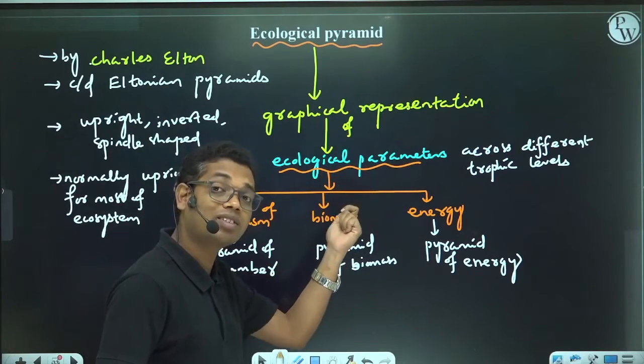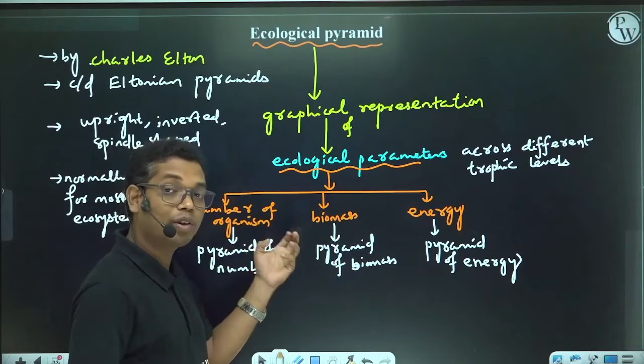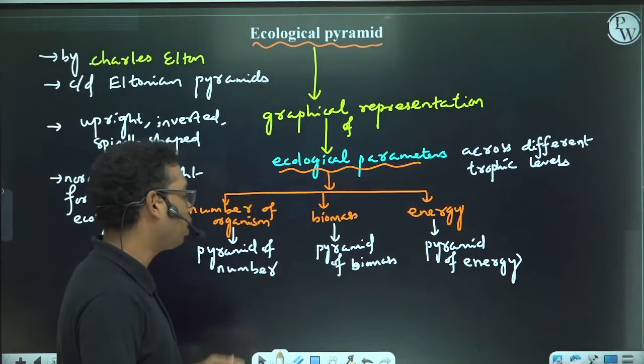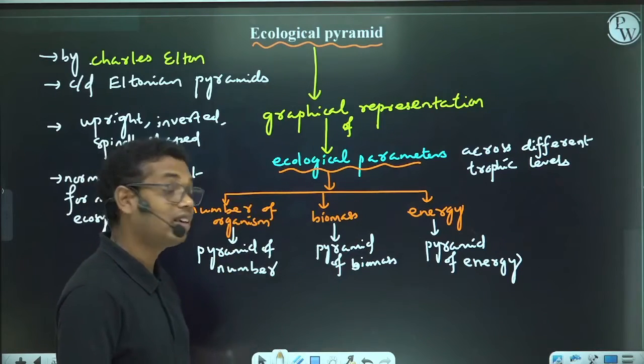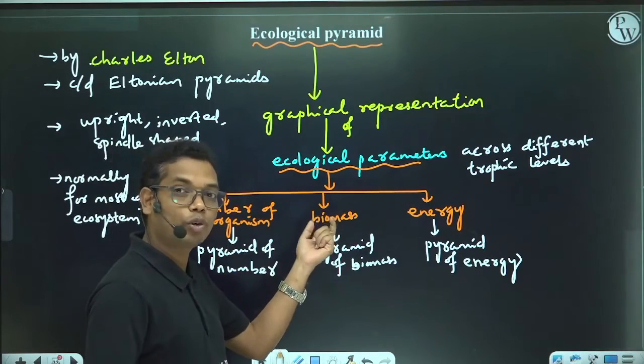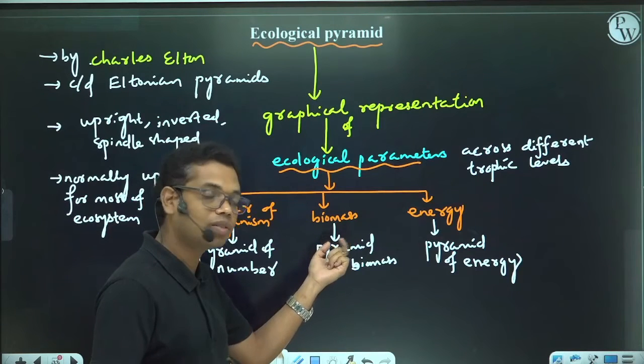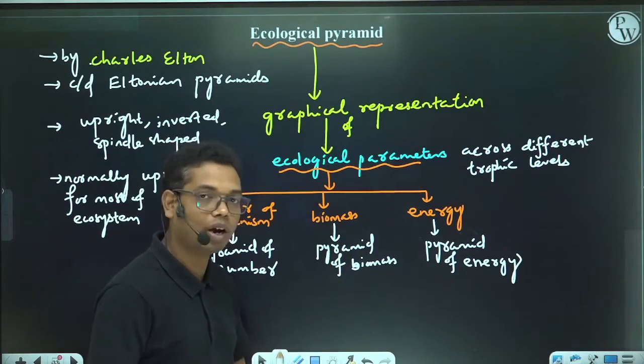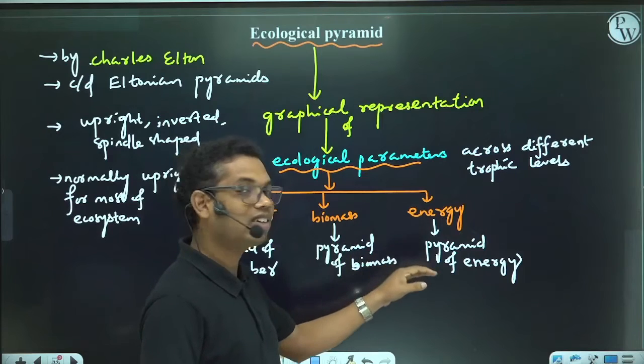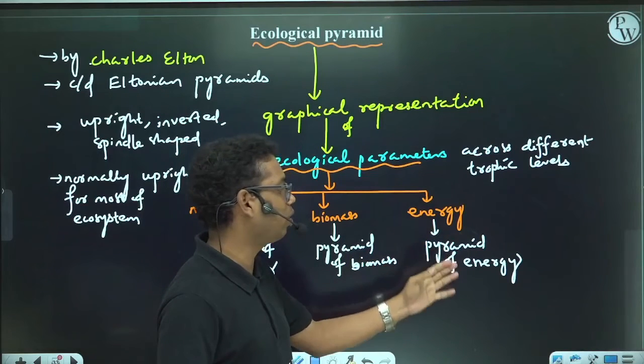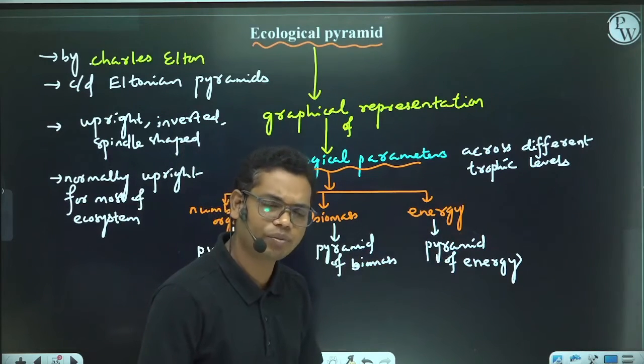The ecological parameters can be the number of organisms present in different trophic levels. That pyramid will be known as pyramid of number. The ecological parameter which we use can be the total biomass present at different trophic levels. That pyramid will be known as pyramid of biomass. Or it can be the total energy content present at different trophic levels. That pyramid will be known as pyramid of energy.